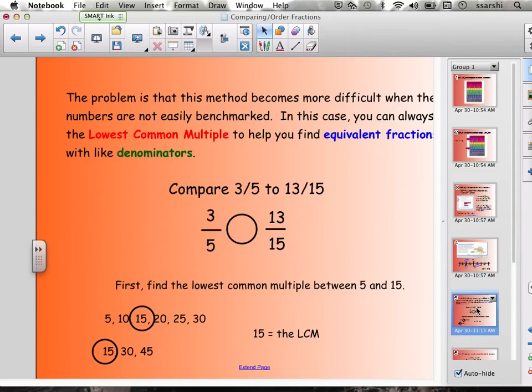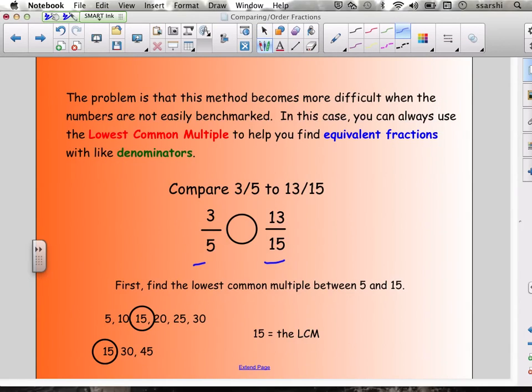Okay, so the problem is that this method becomes a lot more difficult when the numbers are not easily benchmarked. In this case, another option is you can always find the lowest common multiple to help you find equivalent fractions with like denominators. So for this example, we're trying to compare 3/5 to 13/15. Neither one of these, 3/5 or 13/15, are common benchmark fractions. So our first step would be to turn these fractions into equivalent fractions with like denominators.